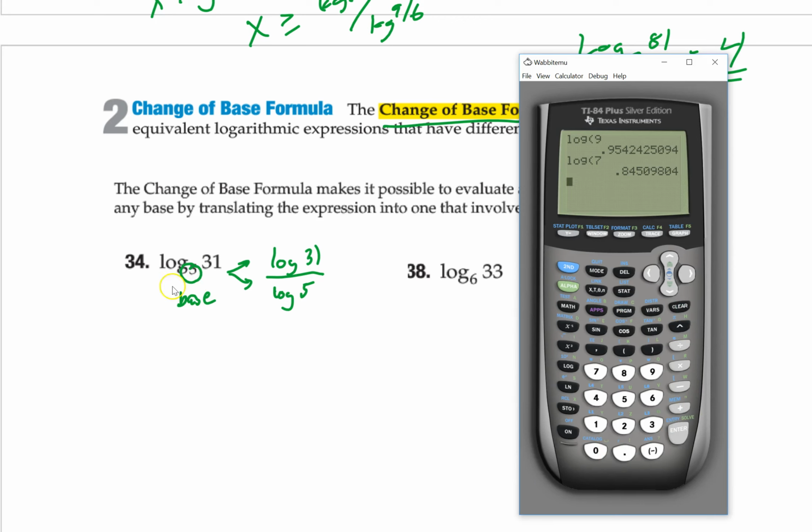So if I want to do this in my calculator and I don't have it, because I can't do it by hand, you just break it up. You can do log of the top one, divide by log of the base. Don't forget to use your parentheses. And you get 2.113.